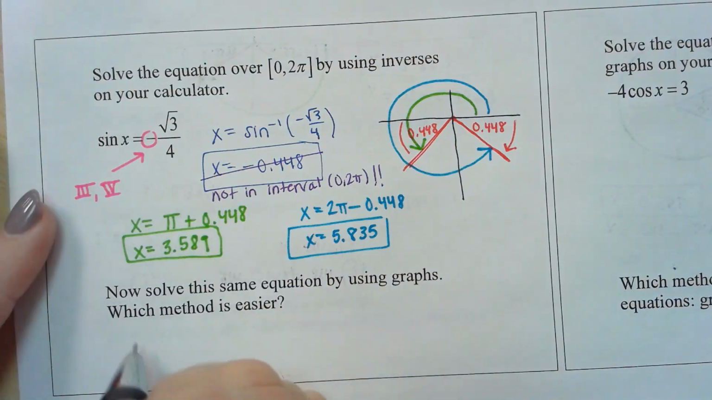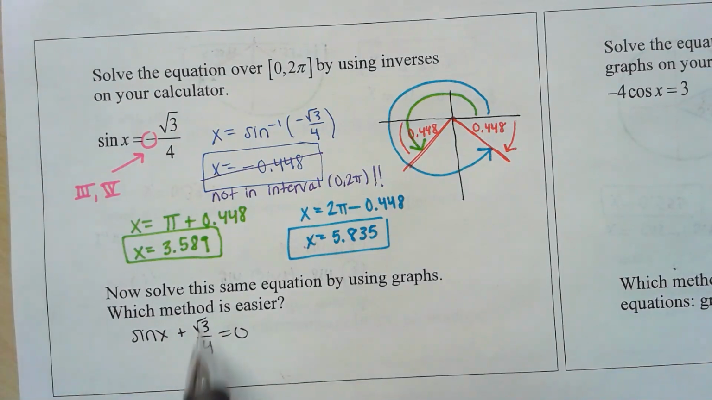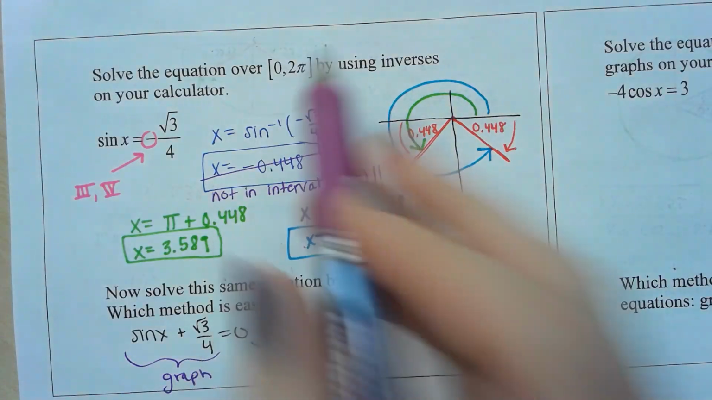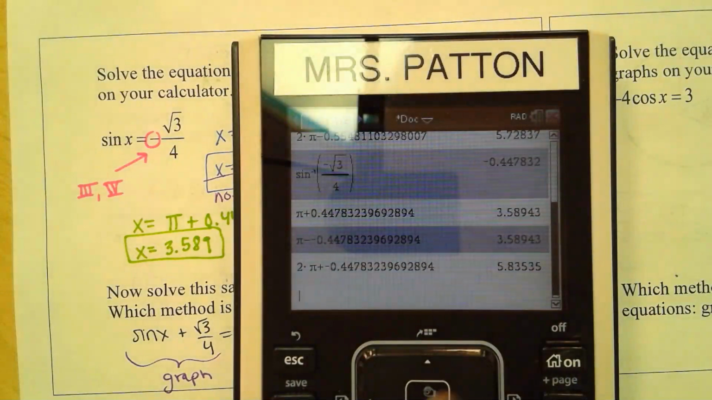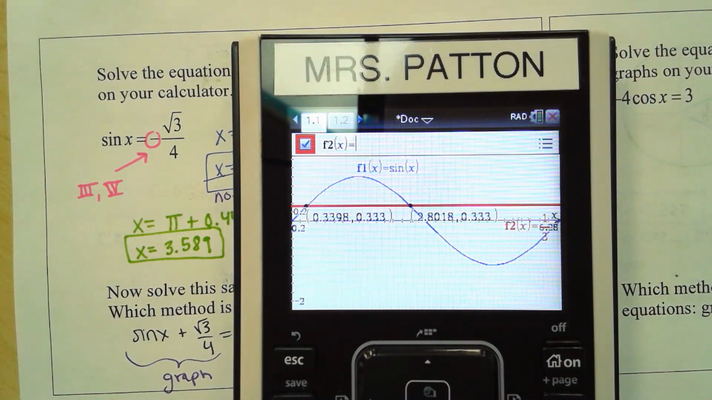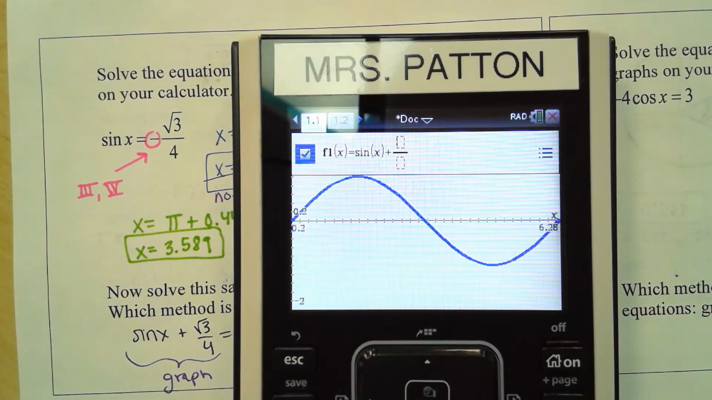You can graph this a lot of different ways. You know me, I like to set things equal to 0. So I'm just going to move that radical 3 over 4 to the other side, because then I want to go graph just one function, and then I want to find the x-intercepts. And again, we're looking from 0 to 2 pi. So I'm going to go grab my calculator. I'm going to go back to that graph page. I'm going to clear out the 1/3. And then I'm going to just change that sign of x to say plus. And then we had a fraction of radical 3 over 4.